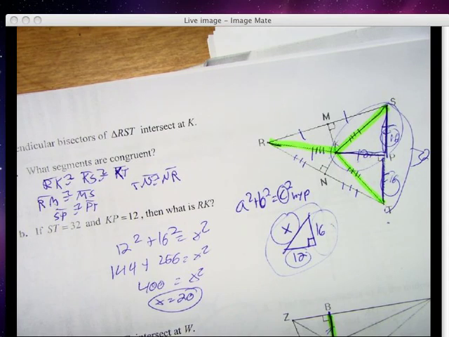Questions about how I did the Pythagorean theorem and why? No? We're good? Okay. Let's look at angle bisectors.